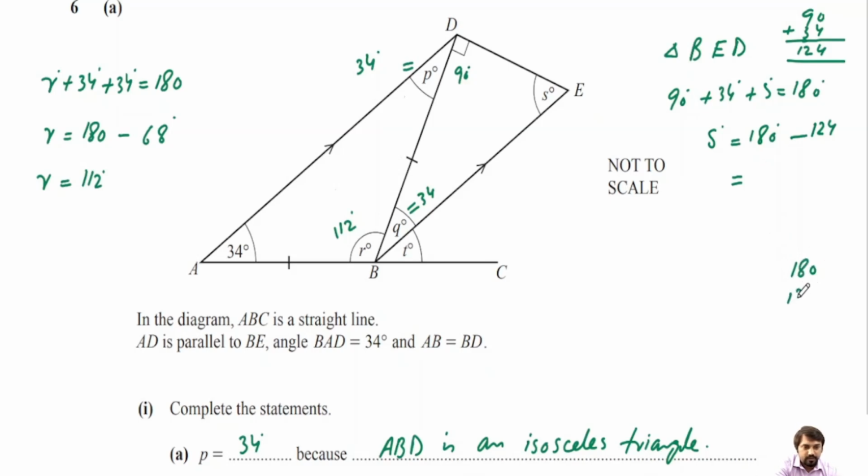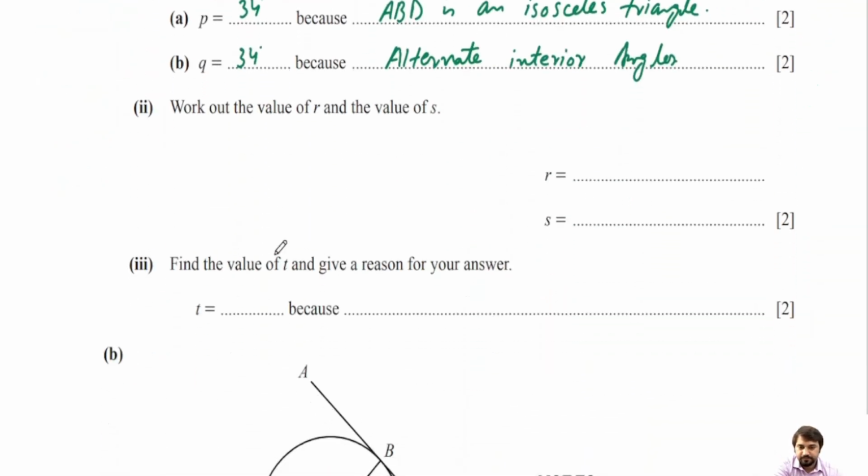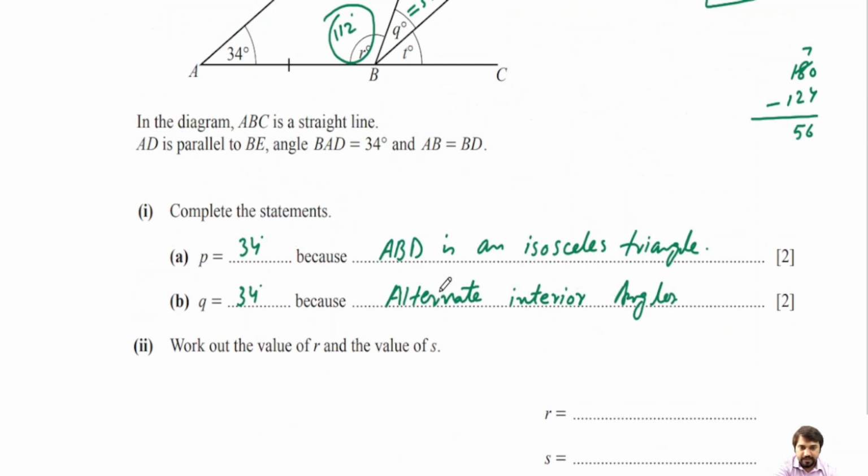So 180 degree minus 124 degree, use your calculator or just do it manually. 10 minus 4, that's gonna be 6, and we have here 7 minus 2, that is 5. So S is 56 degree. We have just found the values of R and S, that is 56 degree. Now what is the next part? Okay, in part 3, find the value of T and give a reason for your answer. What does it equal to and why?